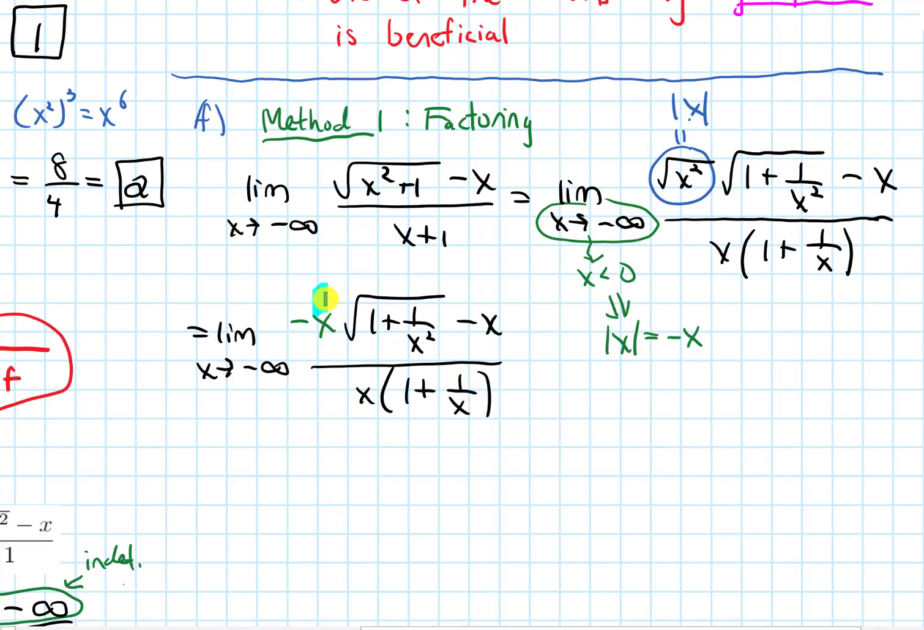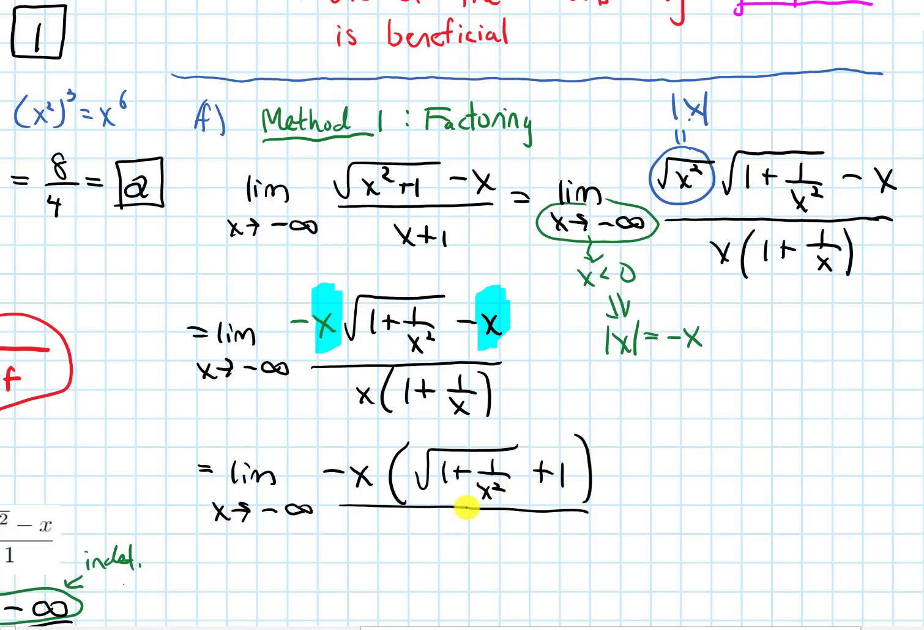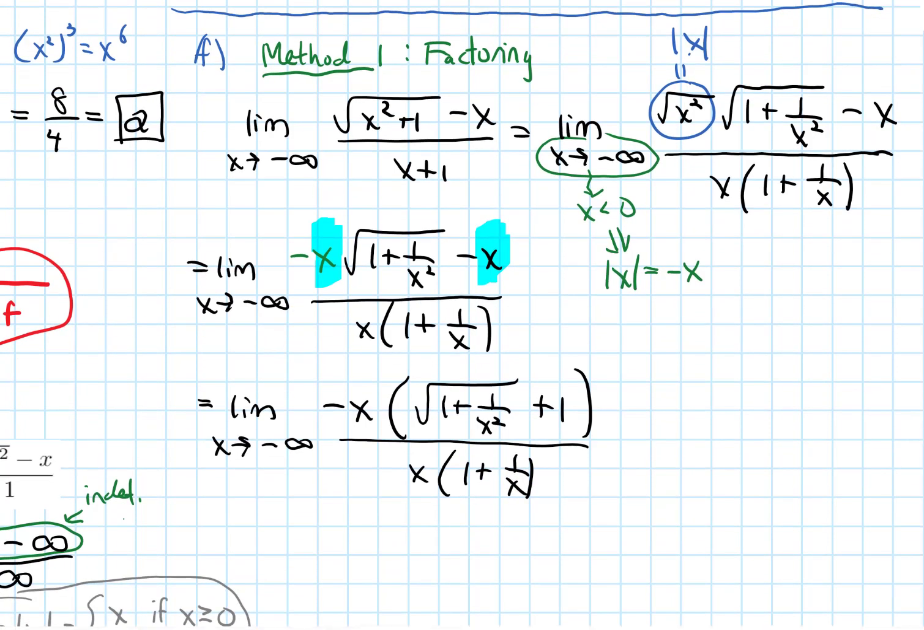Now we see that there's an x here and there's an x here, so we can factor. So this gives us the limit as x approaches negative infinity. In fact, I can even factor out a negative x. Factor out a negative x, and that'll leave us with root 1 plus 1 over x squared, and then plus 1 over x times 1 over 1 plus x. All right, so now the x's cancel.